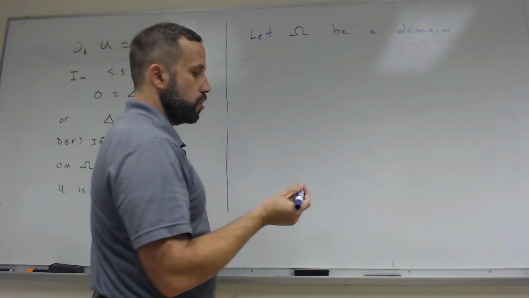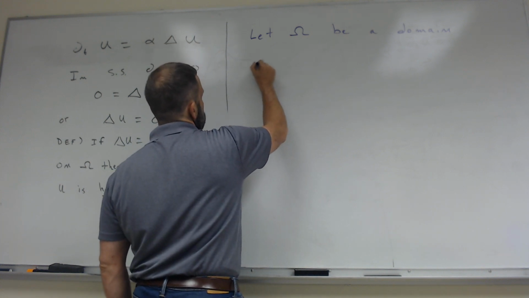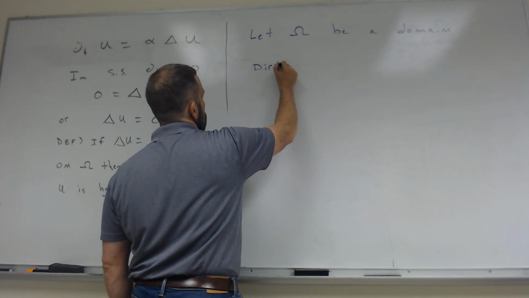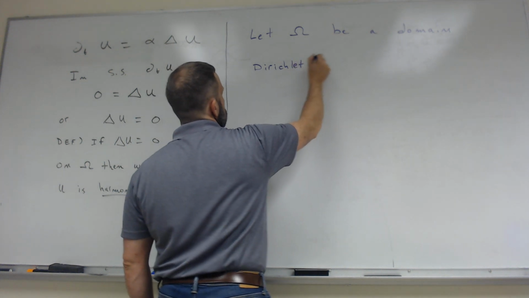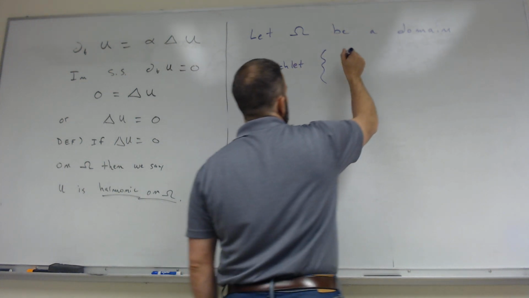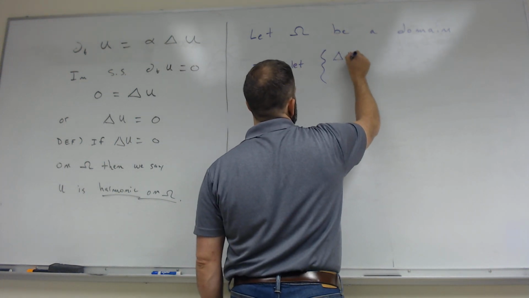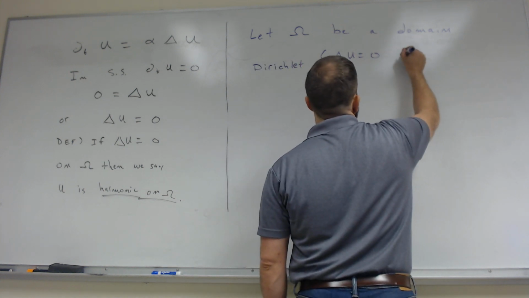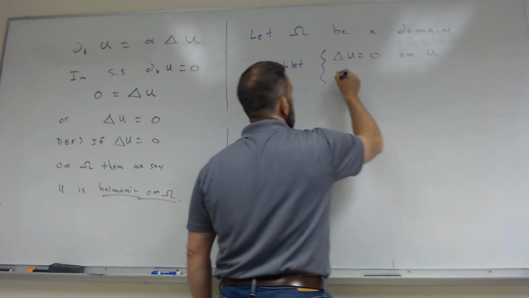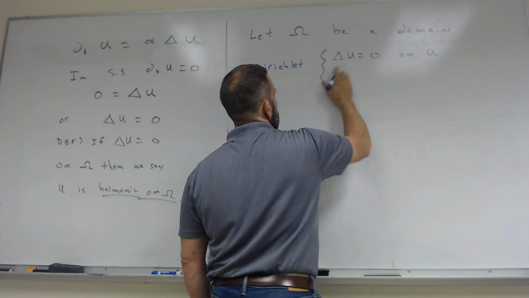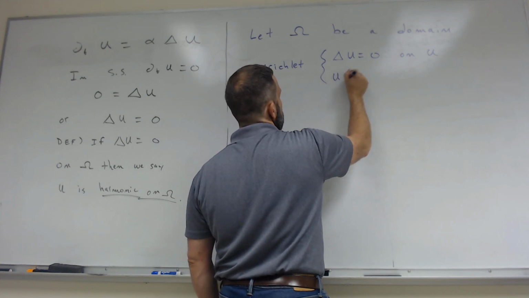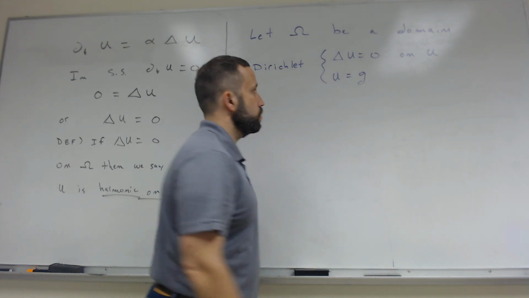So let omega be a domain. Then we have these two problems, and there's more, but there's two kind of main ones I want to talk about. There's a Dirichlet problem. The Dirichlet problem asks to find a function that is harmonic on U and is given prescribed values on the boundary of U.